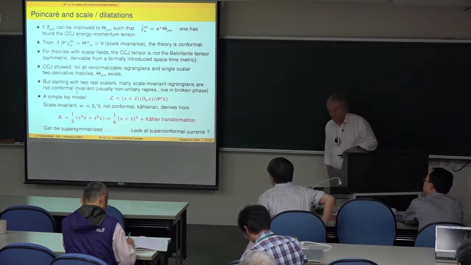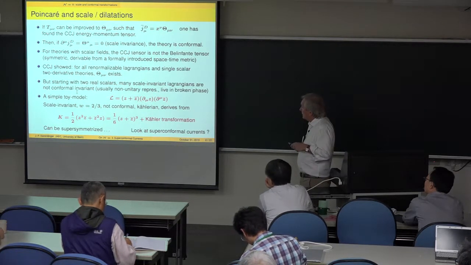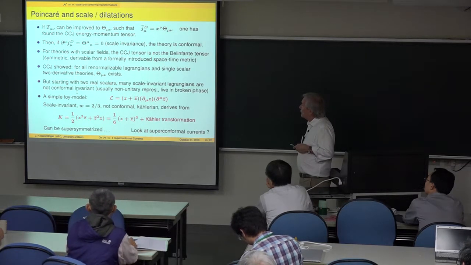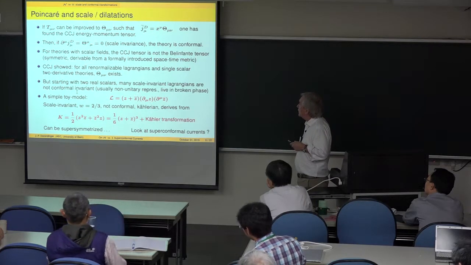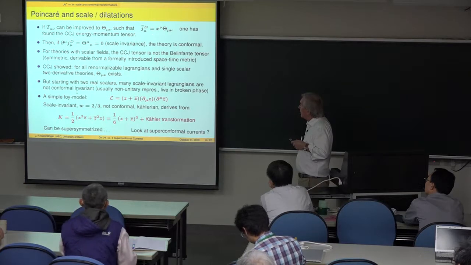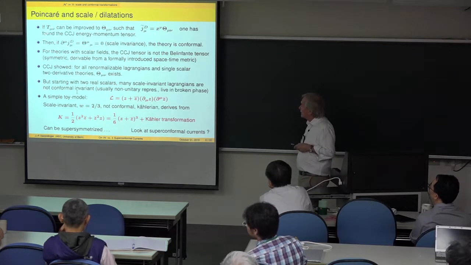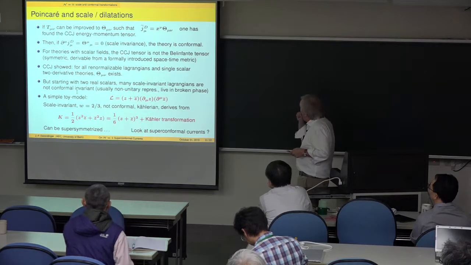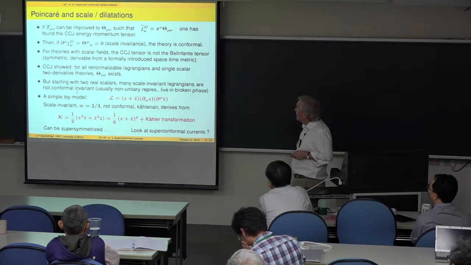Very simple. Now, the first question which was asked in the 70s, actually in 70, is can one improve T to a theta energy momentum tensor such that the corresponding improved dilatation current is x theta? And this is what is called the CCJ energy momentum tensor. Then, of course, the divergence of J is just given by the trace of theta. And if you have scale invariance, the theory is conformal.